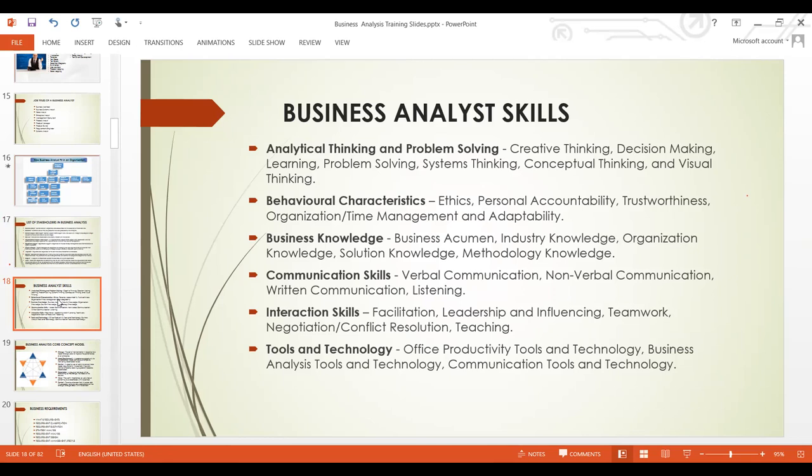These are the core skills you need to have as a business analyst. When we talk about skills, we talk about soft skills. As a business analyst, you need to have analytical thinking and problem-solving thinking. These include creative thinking, decision-making, learning, problem-solving, system thinking, conceptual thinking, and visual thinking. So all these skill sets comprise analytical thinking and problem-solving thinking.